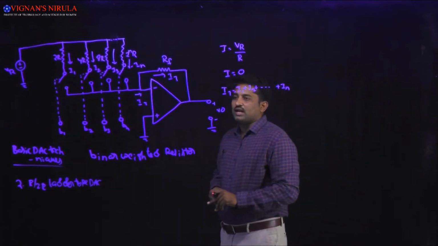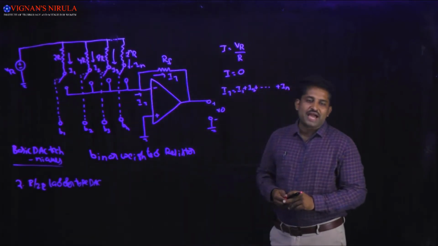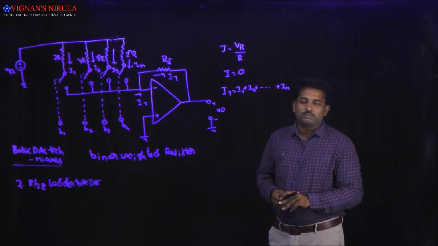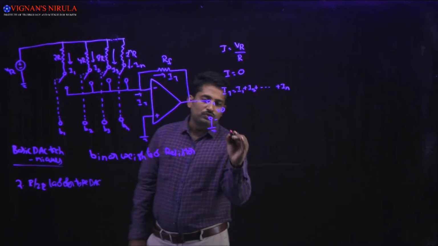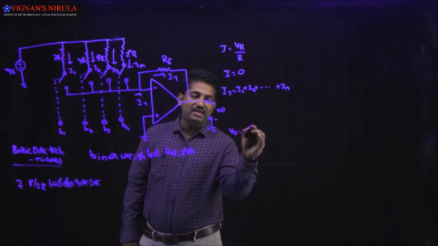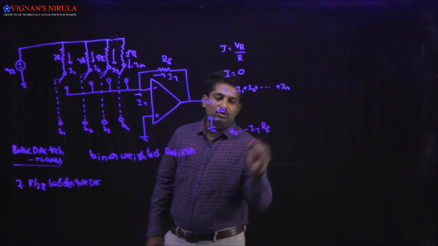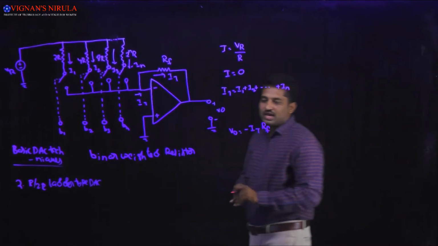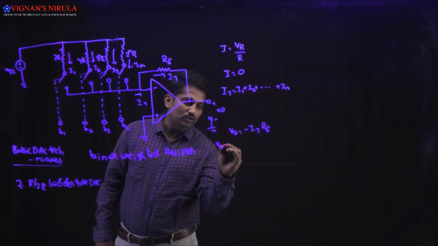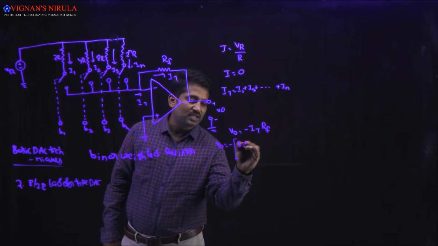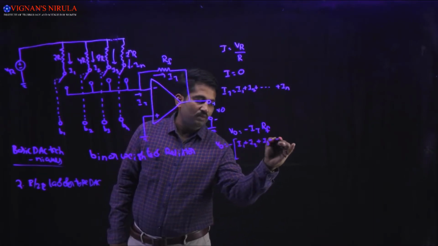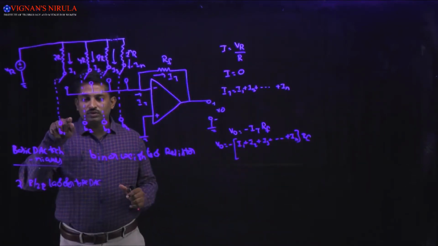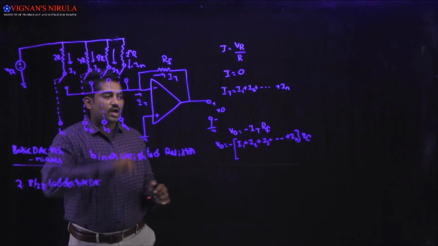Now the current IT is passing through the feedback resistance RF. Why? Because the op-amp has high input impedance, and the output voltage V0 is equal to minus IT into RF, where IT is nothing but I1 plus I2 plus so on up to In. So V0 is equal to minus of I1 plus I2 plus I3 plus so on plus In, into RF. And what about I1, I2, I3, so on up to In?